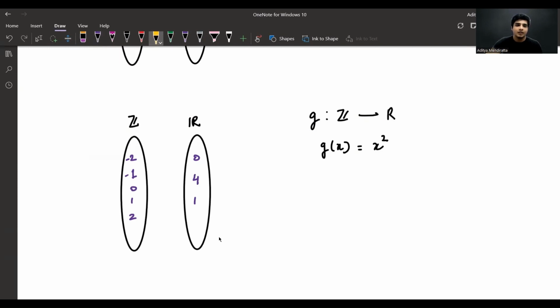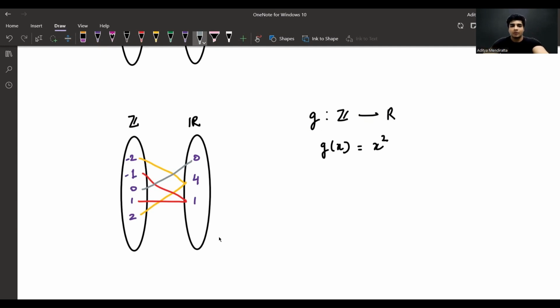So over here, what would be the case? -2 and 2 would be related to 4. 1 and -1 would be related to 1. And then there would be 0, which would be related to 0, right? Does this make sense? Now we know that, of course, there are some elements in R which are not being related anywhere. That is okay.